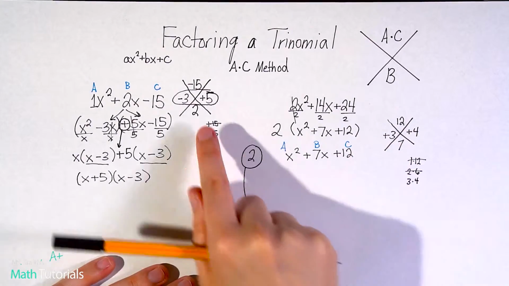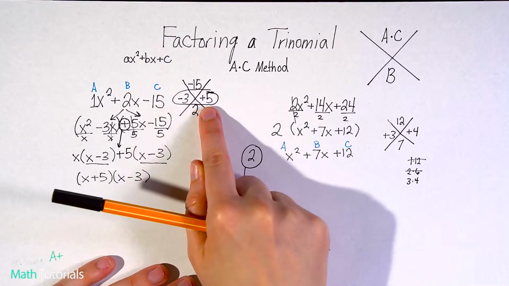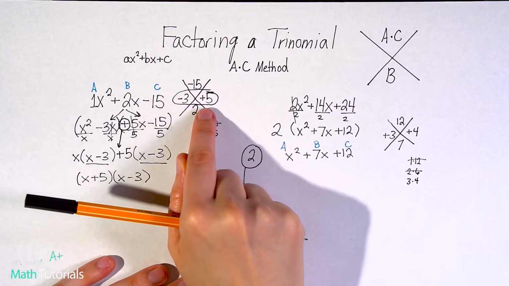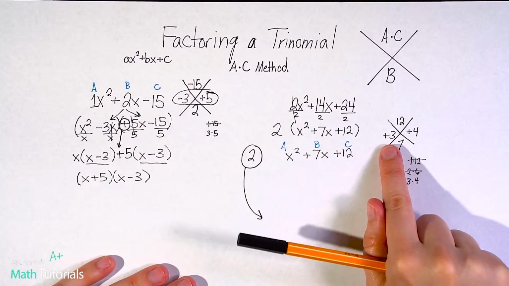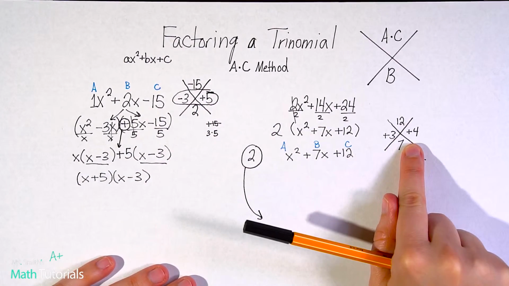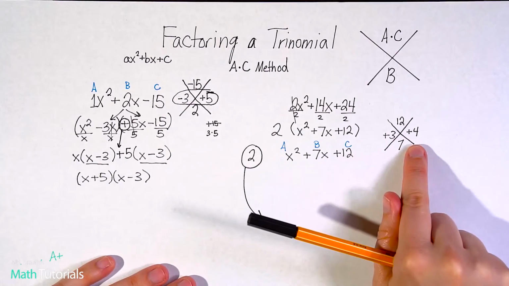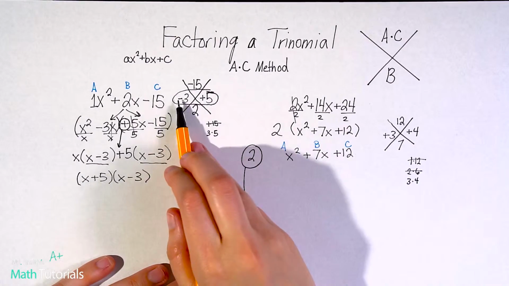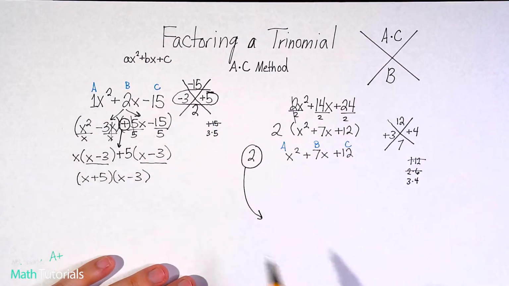Now, a lot of students, just like over here, we asked, does order matter? And we said yes. And the only reason it mattered was because our signs were different. Here, does order matter? Technically, no. I could have put the 4 here and the 3 here. If they're both the same sign, that doesn't matter. It's only when they're opposites that it would matter.